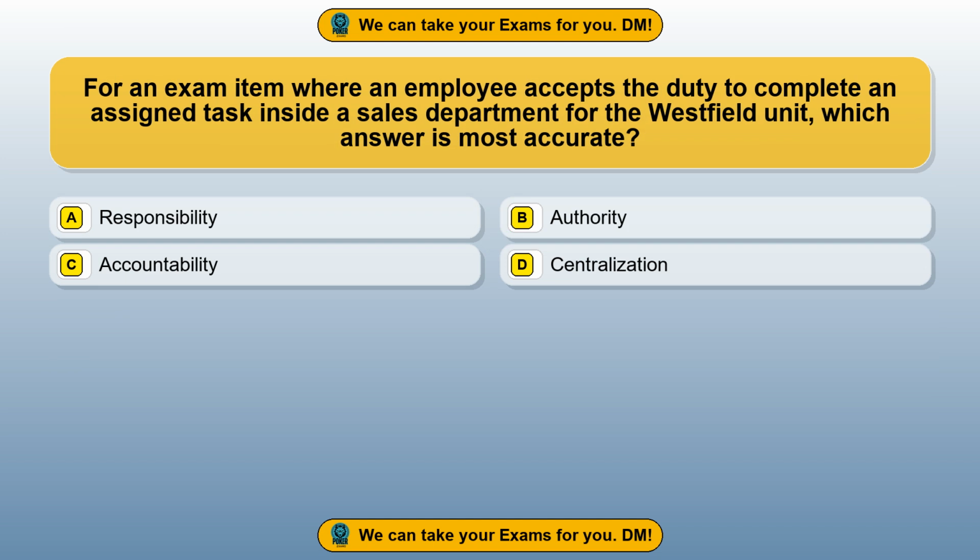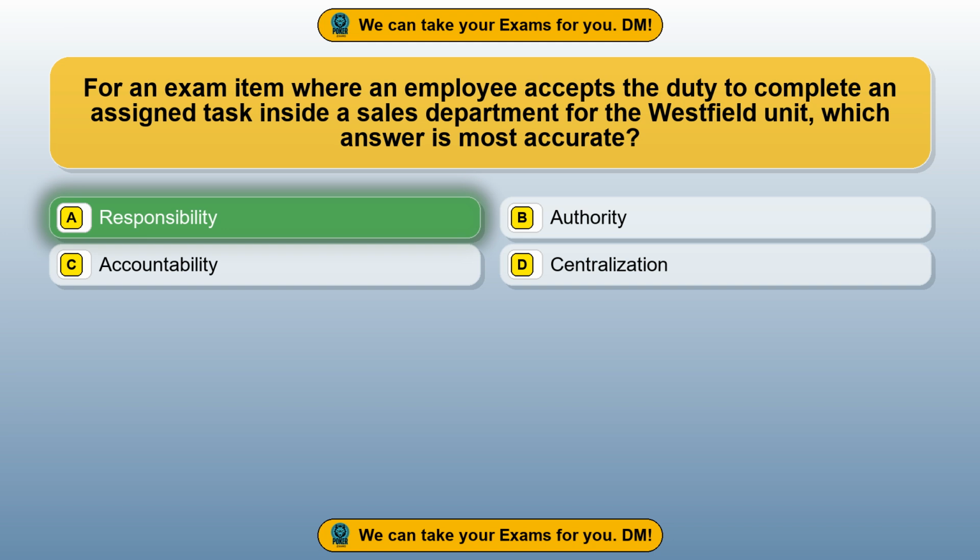Question 12. For an exam item where an employee accepts the duty to complete an assigned task inside a sales department for the Westfield unit, which answer is most accurate? Option A, responsibility. Option B, authority. Option C, accountability. Option D, centralization. The correct answer is option A, responsibility.